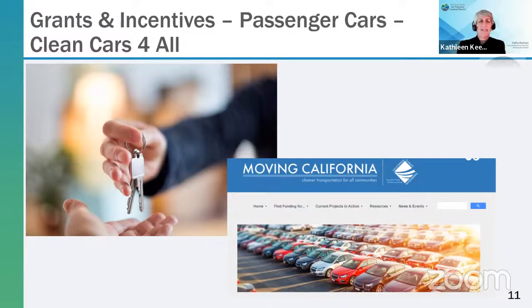And once the agreement with the state has been signed, work can begin to hire a contractor to help the district administer this program, to do outreach, and to provide support for applicants throughout the process. This program will target those most in need of cleaner cars in a direct and tangible way. Next slide, please.